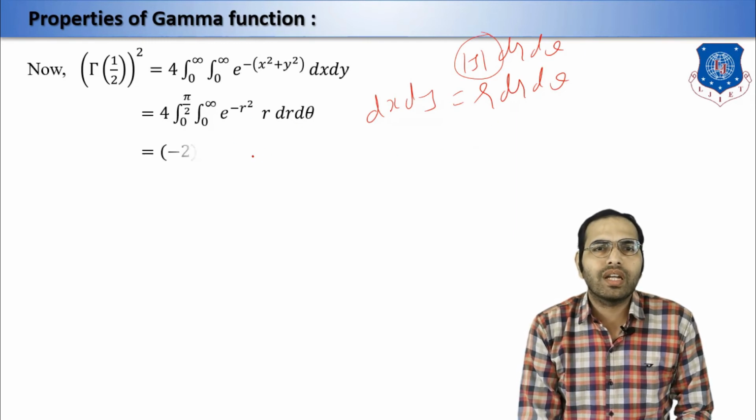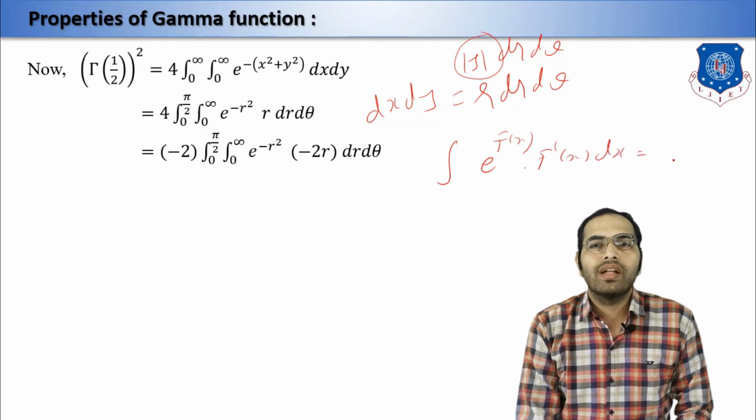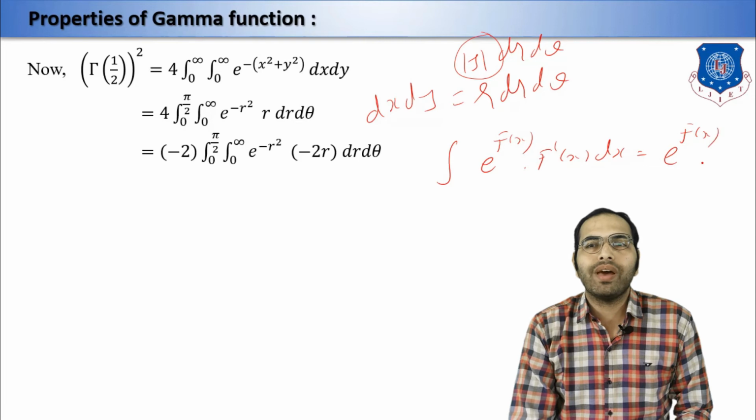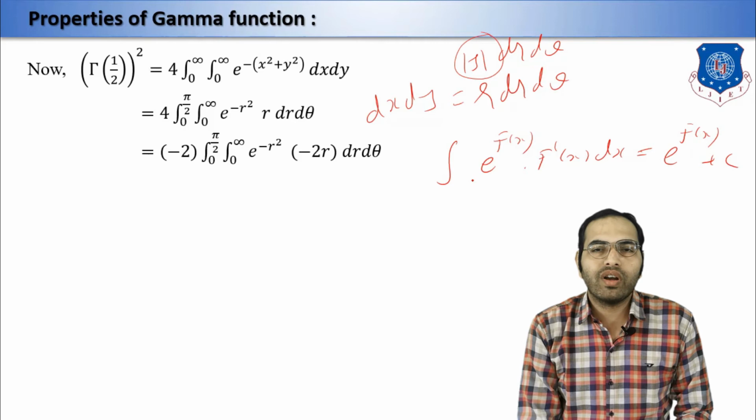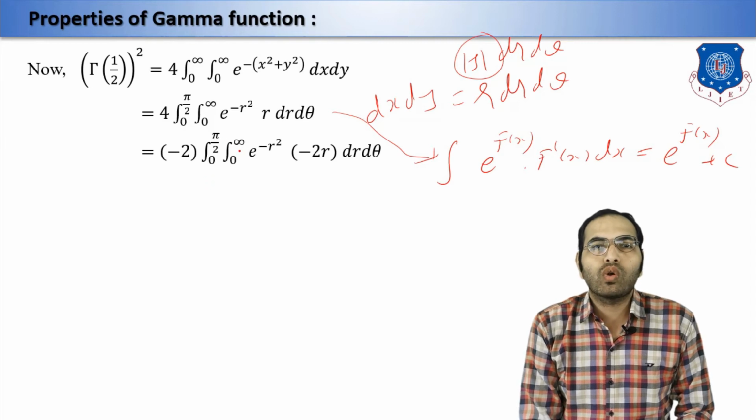Now simplify that term. Here we have the formula: integral of e raised to f of x into f dash of x dx can be written as e raised to f of x plus c, which we already learned in 12th science. To make our integral in this form, we multiply and divide by -2. Then our integral becomes -2 integral 0 to pi by 2, integral 0 to infinity, e raised to minus r square minus 2r dr d theta.